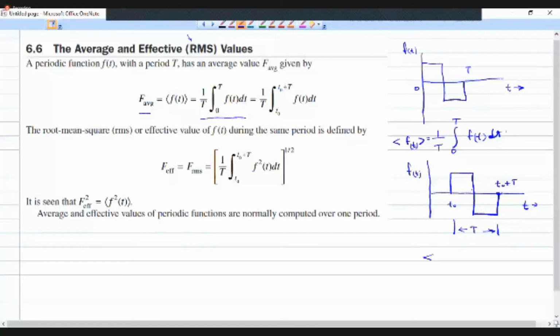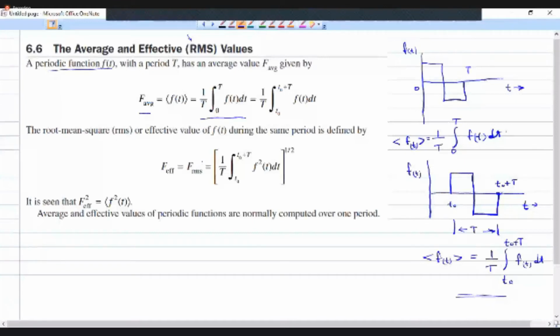So I can write the average value as equal to 1 by T integral, with our starting point being this initial point t naught to t naught plus capital T, f of t dt. So that is how we can find the average value of a periodic function f of t. You will better understand the application of this when we do some numerical problems.